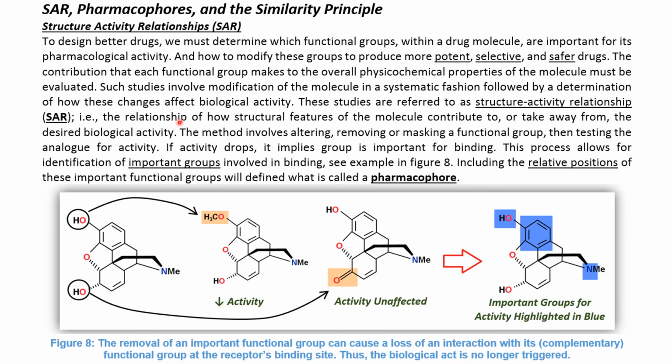Okay, so now we know the importance of these functional groups in forming the intermolecular bonds and how this affects the induced fit and leads to signal transduction. How can we define which functional groups are important? If you have a drug like that with these functional groups, how do you know which functional groups are important? Because once we know, we can modify them and improve the potency and the selectivity, and be able to produce safer drugs.